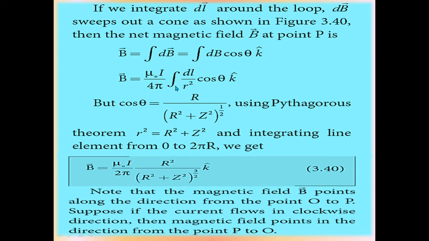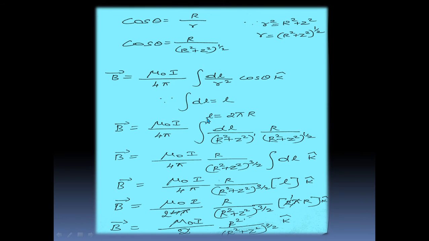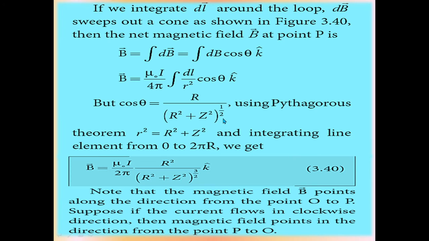Here cos theta is nothing but capital R divided by small r, where small r is nothing but r square plus z square, the whole power 1 by 2. So cos theta can be written as r divided by r square plus z square, the whole power 1 by 2, using the Pythagoras theorem.